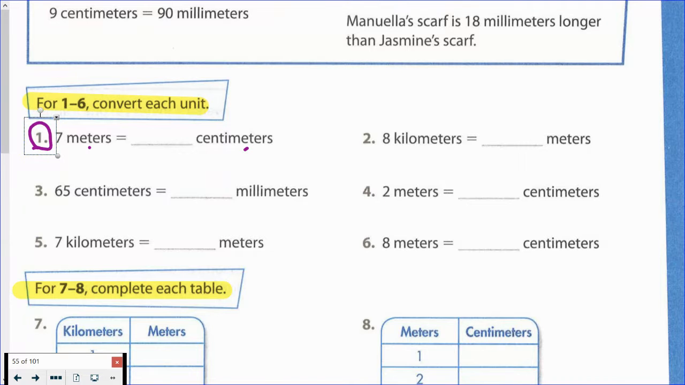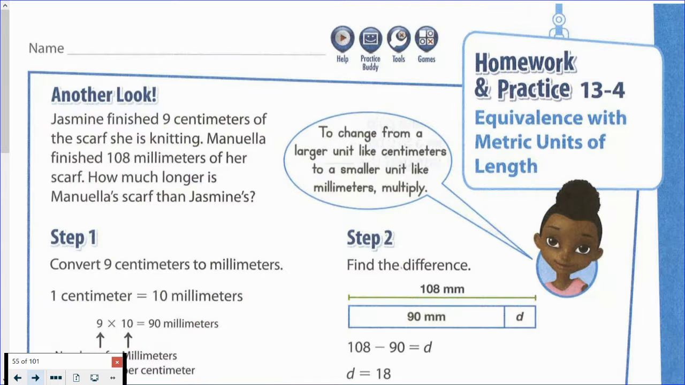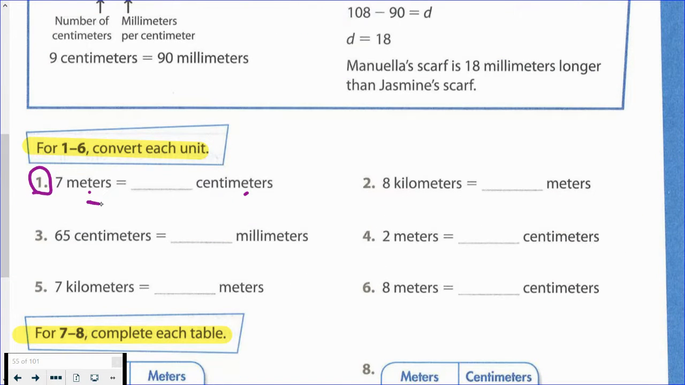Okay, so if you need to, go back to your conversions chart. 1 meter has 100 centimeters. Okay, so let's use that to build an equation. If we have 7 meters and there's 100 centimeters in each one, we can multiply and use the zeros trick. Underline what's not a zero. We get the basic fact of 7 times 1. 7 times 1 is 7. Add the 2 zeros, and we have our answer of 700 centimeters.